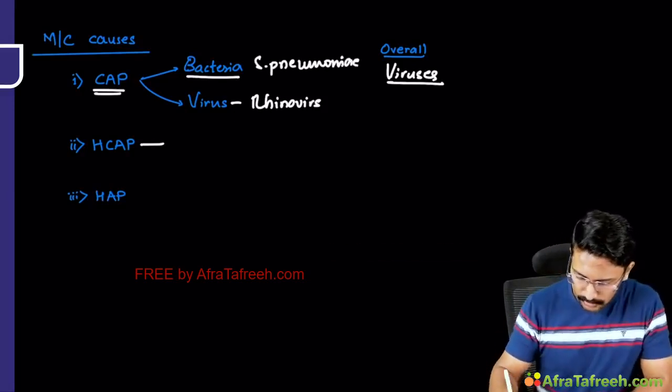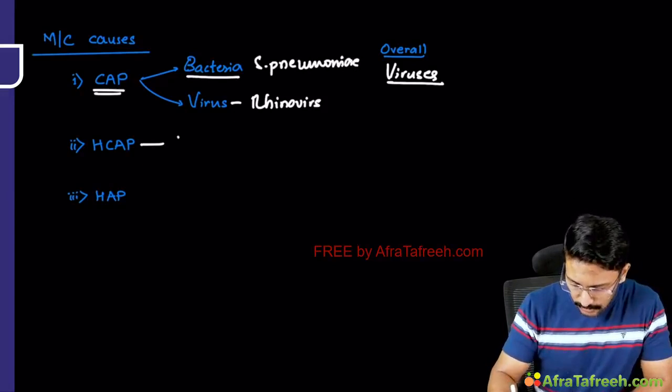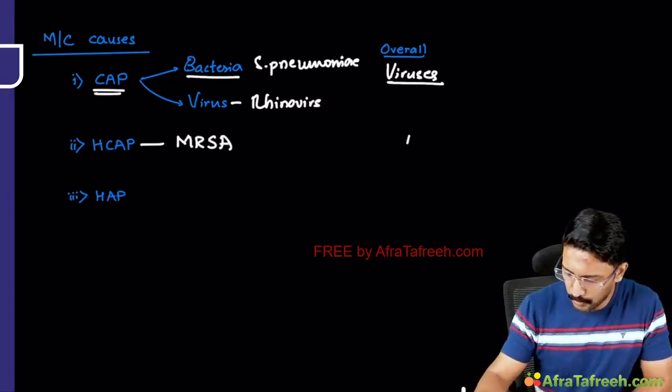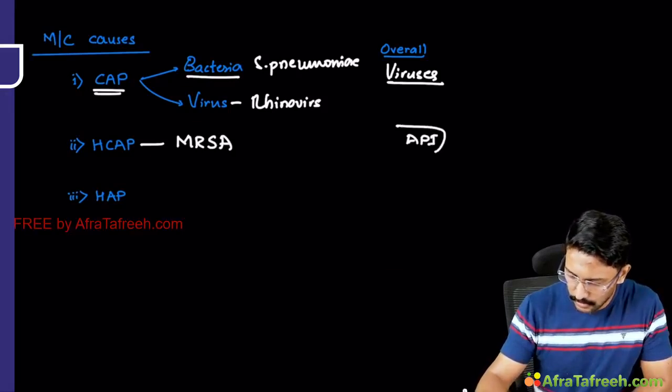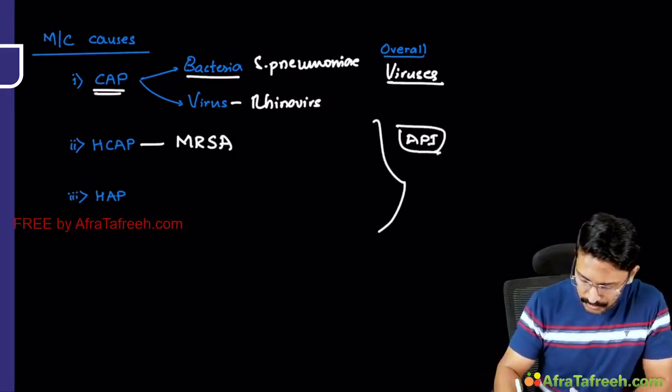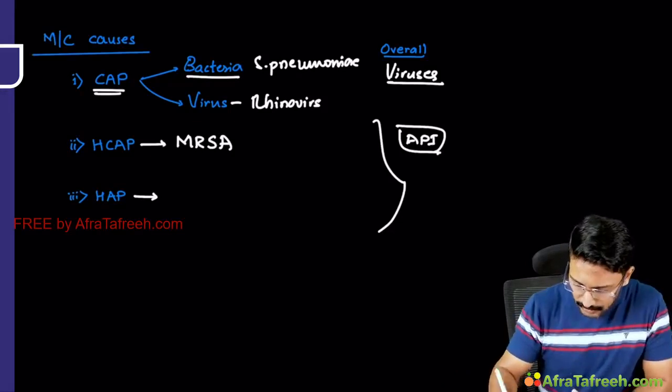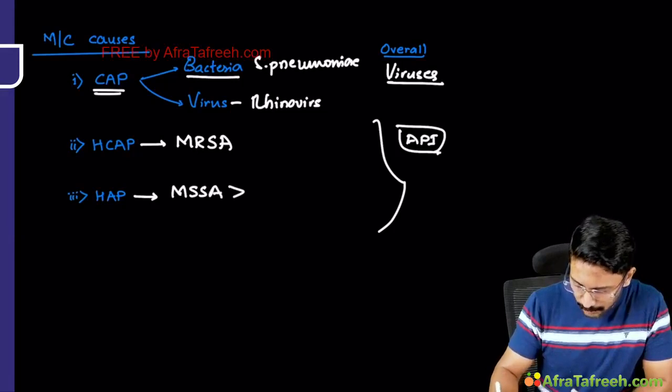When you talk about healthcare associated pneumonia, it is most likely methicillin resistant Staph aureus. This is according to the API textbook of medicine. Both are the information that I'm giving you right now. And for hospital acquired pneumonia, the most common is MSSA more than MRSA, according to the API textbook of medicine.